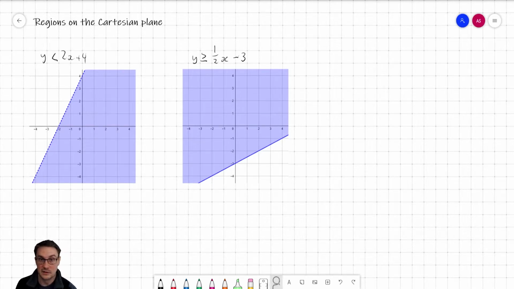In addition to this, the second one is y is greater than or equal to a half x minus 3. In this example, you can see we've got the shaded region, which is included here, but you'll notice that the line, which represents the equal line, is a solid line, representing that it's including the x and y values on that line as well.